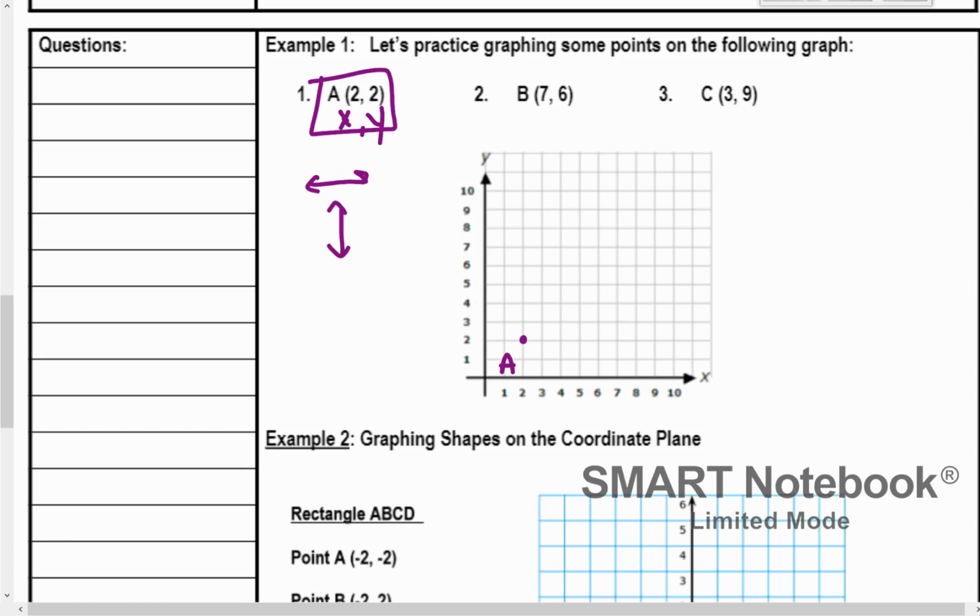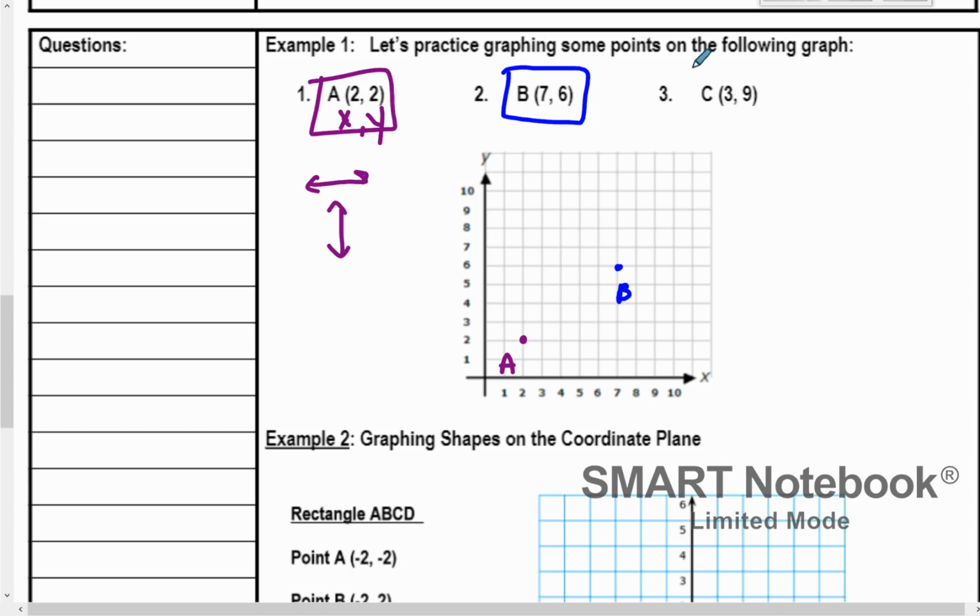Okay, so now if you feel confident, I want you to pause the video and try this next one on your own. And then try C on your own, and then resume the video to check your work. So if we are doing B, I'm going to do that in blue. We have 7, 6. Remember, we have to go left or right first. So I'm going over to 7, because that's my first number, and then up to 6. I'll put a dot and label that B.